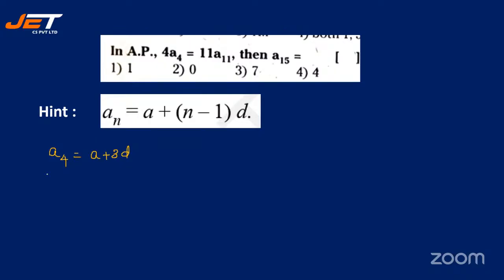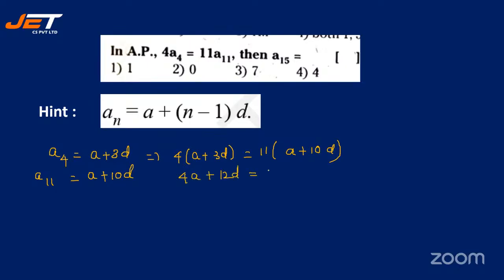And they have also given A11. What is A11? A plus n minus 1, that is 10 into D. Alright, and here they say that 4 into A4, okay, 4 into A plus 3D is equal to 11 into A plus 10D. Alright, so now let us expand this, 11A plus 110D.